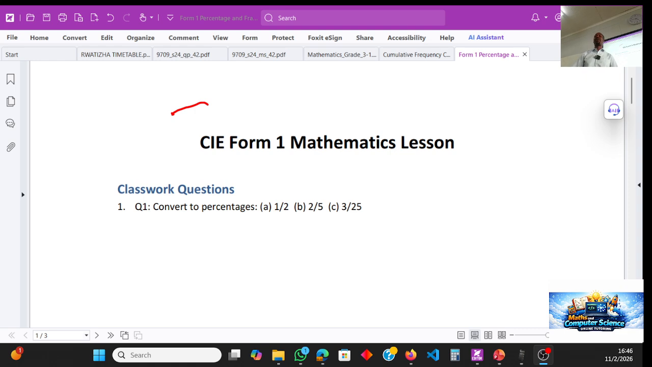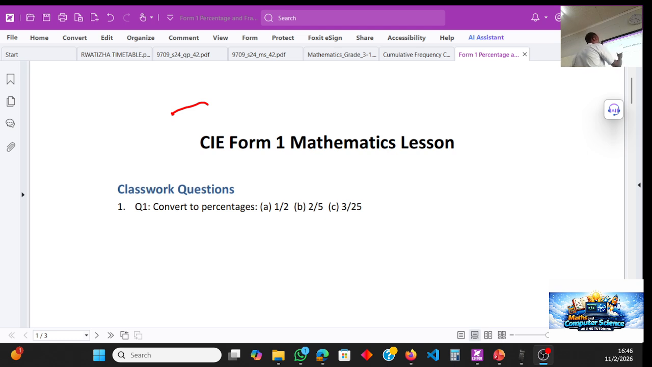I'm going to be taking you through manipulation of fractions into percentage, as well as finding an equivalence of a fraction. And then with that in mind, we are going to see how it extends to addition and subtraction of fractions. I hope you find this interesting. Let me start with the first question.